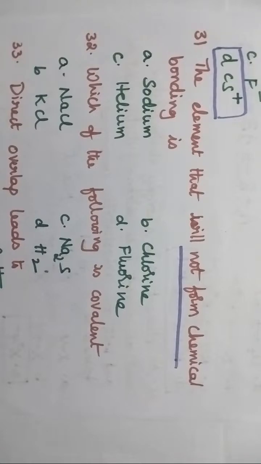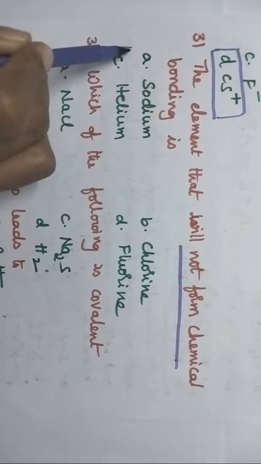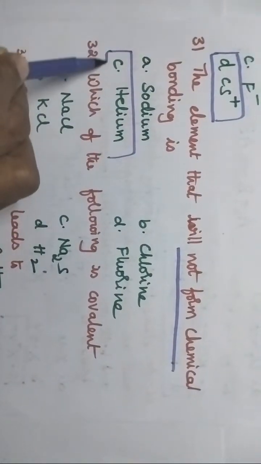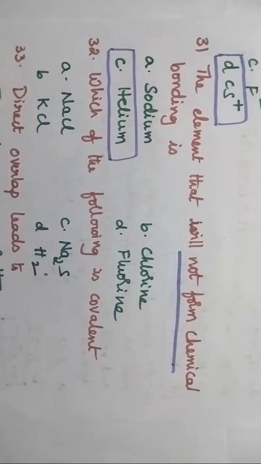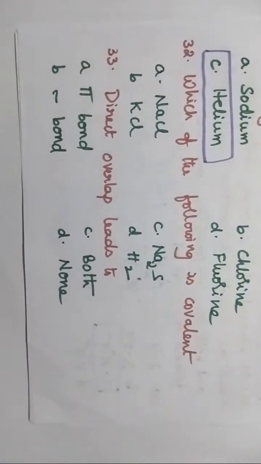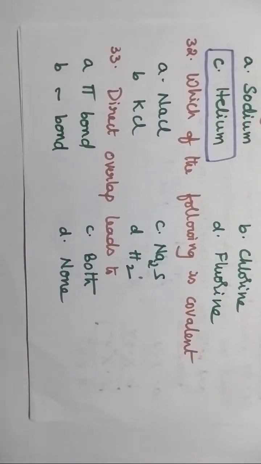No compound is formed by which of the following elements? Very good Bhanu. Option C, helium is the right answer. It is the inert gas having stable configuration. So it will not form any chemical bonds. Very good Swati.